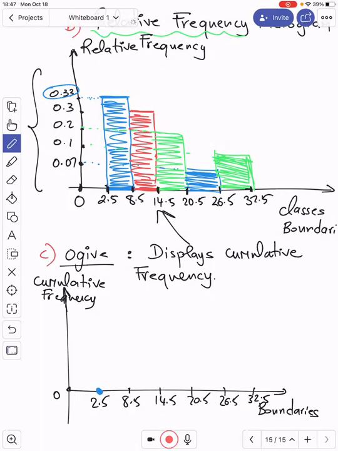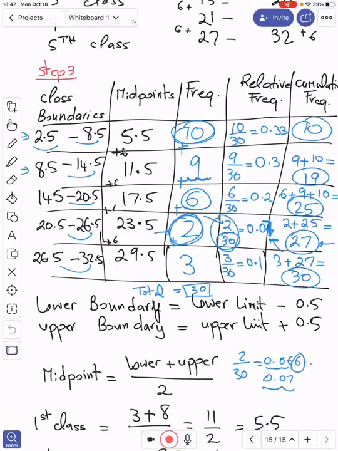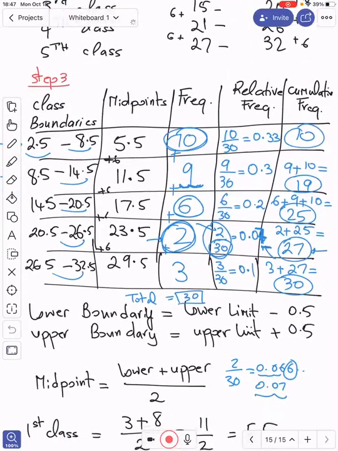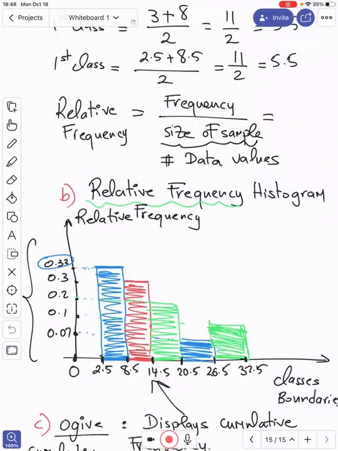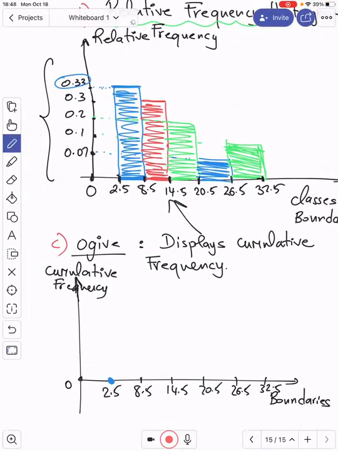Before graphing the ogive, I need to put the cumulative frequencies. So my cumulative frequencies are 10, 19, 25, 27, and then 30. The cumulative frequency of the first class is 10. So I'm gonna use the next point, which is the 8.5, to plot the cumulative frequency of the first class.